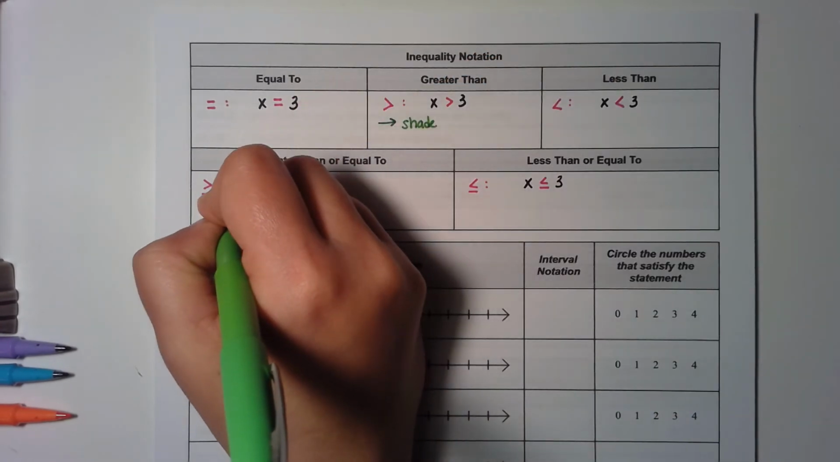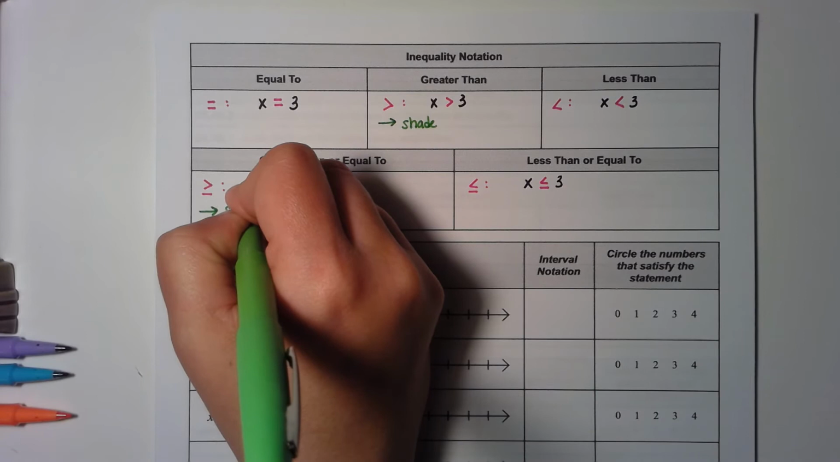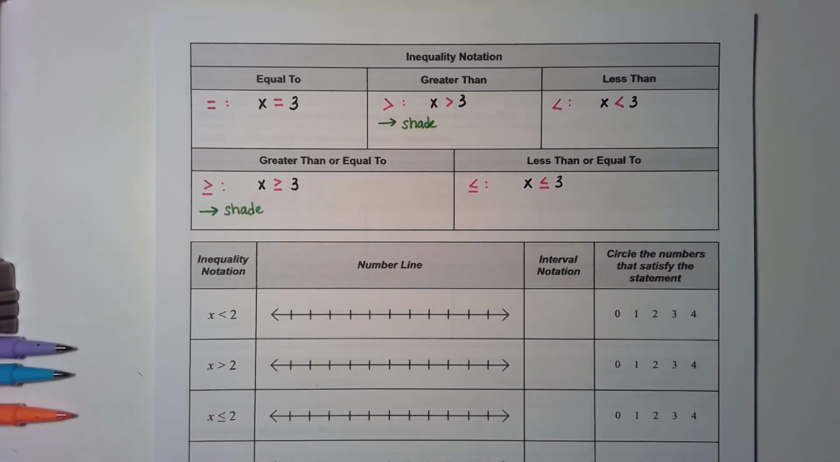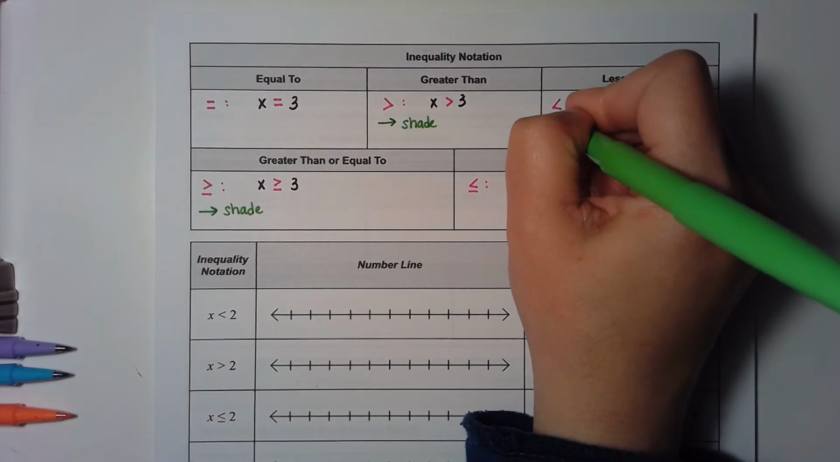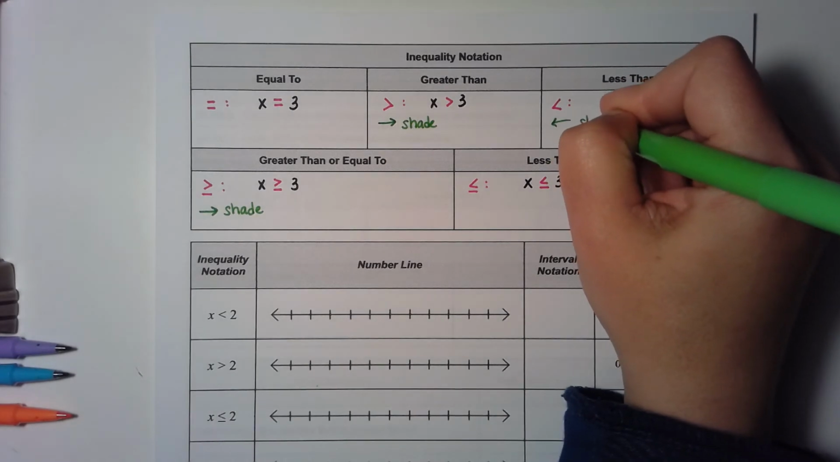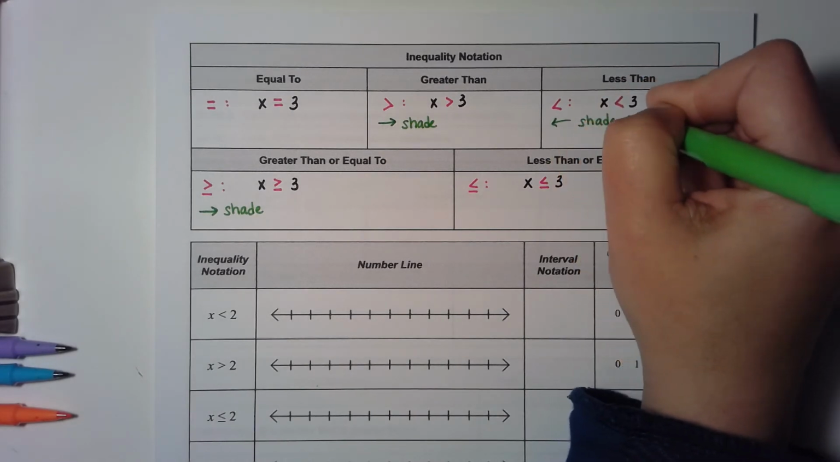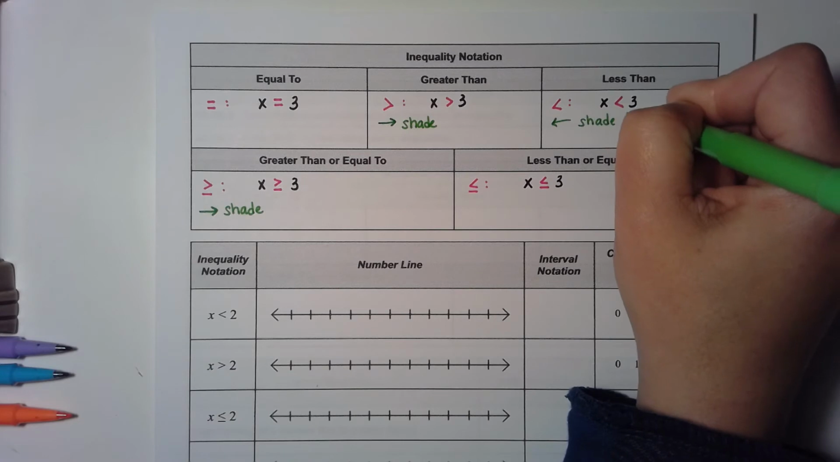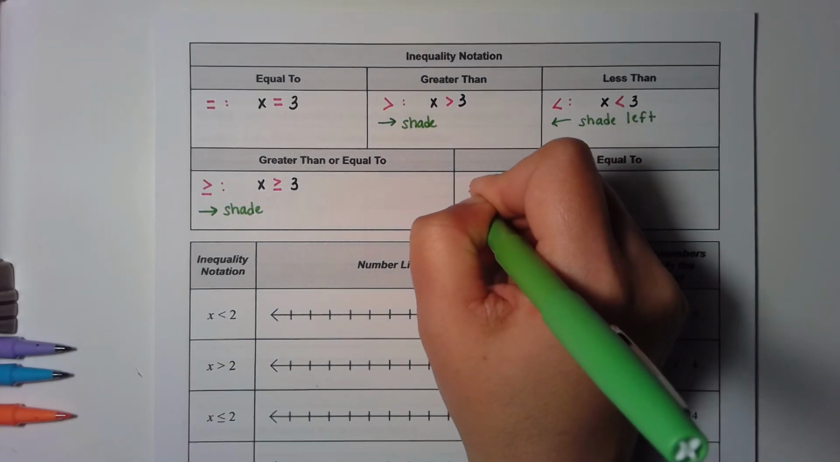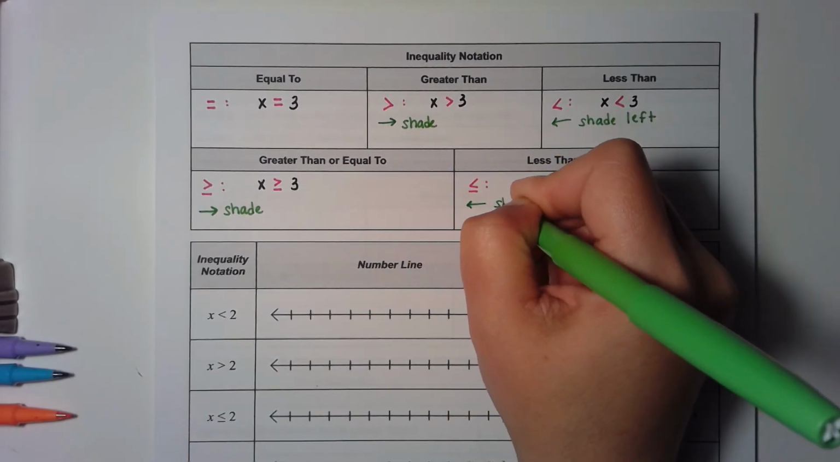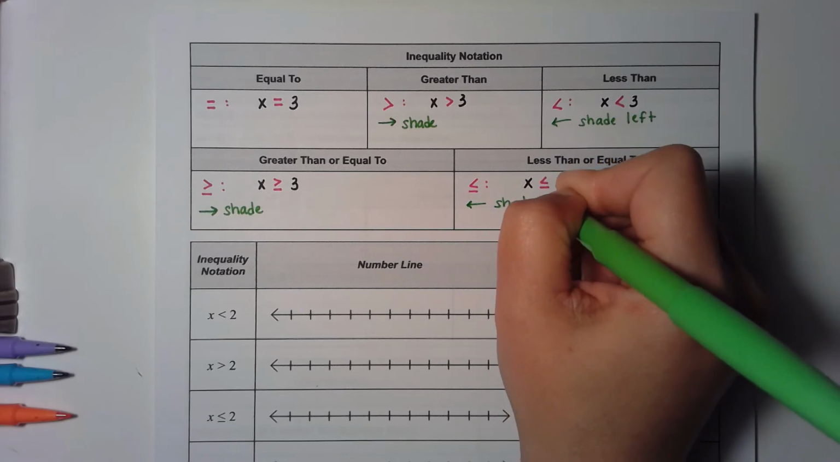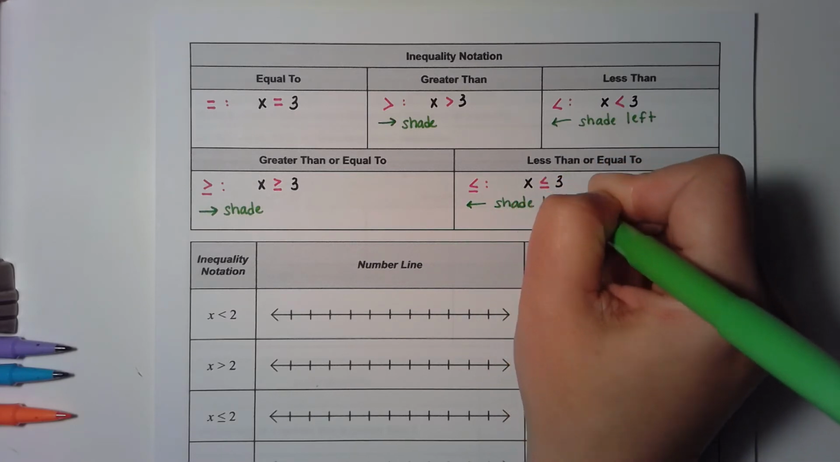And the reason is because all of the numbers that are greater are always on the right side of the number line. So if you want the numbers that are bigger than 3, you want the numbers that are on the right side of the number 3. If you ever see a less than, you're going to shade to the left. And the reason is because, again, the numbers that are smaller than a given number are always on the left side of a number line.